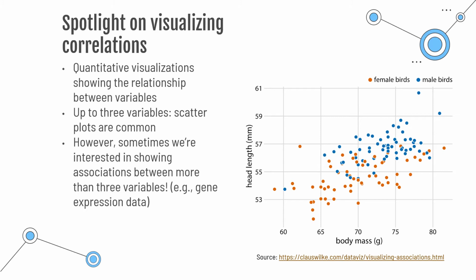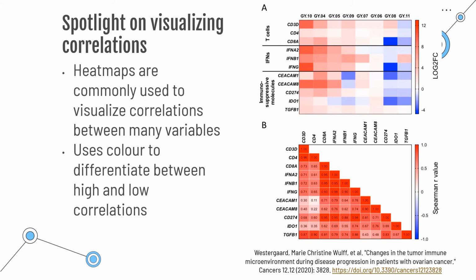So that looks great. That is clear and easy to understand, and it represents 3 variables: the body mass, the head length, and the sex of the bird. However, sometimes we are interested in showing associations between more than 3 variables. So often, for example, when we're looking at gene expression data from the lab. So another way to visualize correlations are heat maps, and these can visualize correlations between many variables.